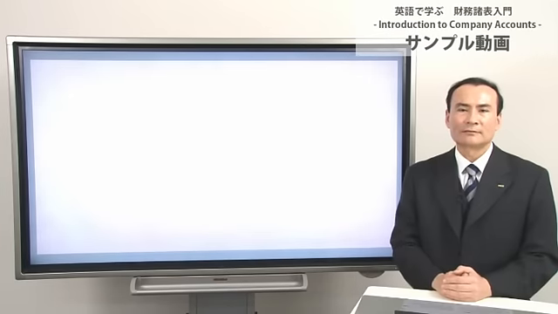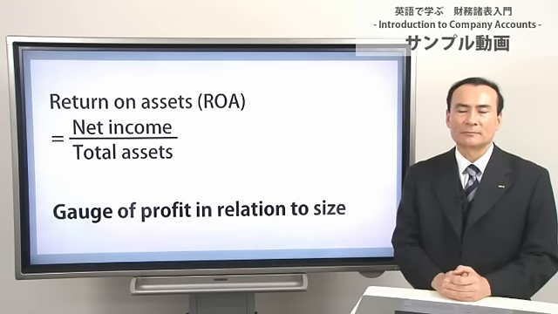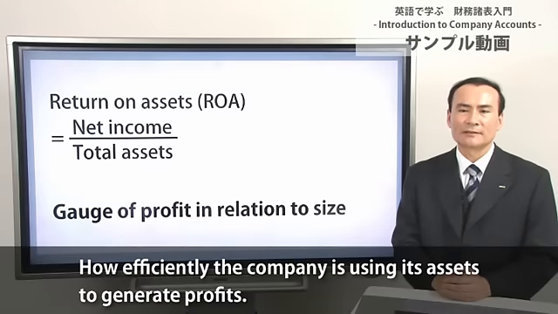Looking in detail, return on assets, or ROA, which equals net income divided by total assets. This is a gauge of profit in relation to a company's size. So that means how efficiently the company is using its assets to generate profits.